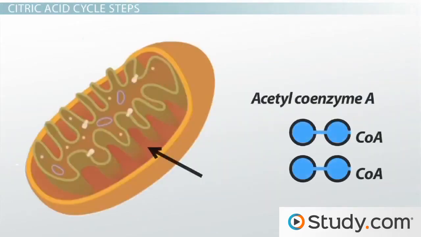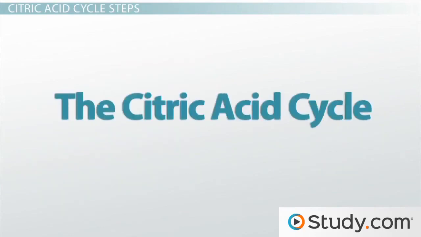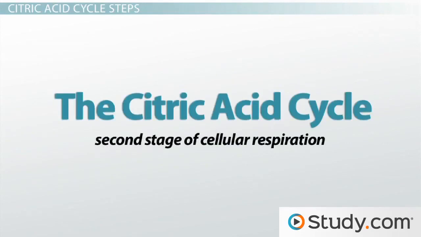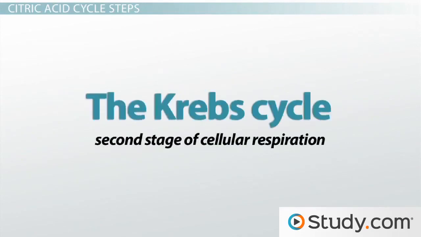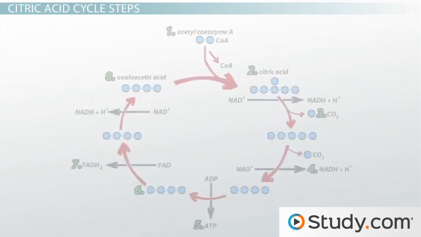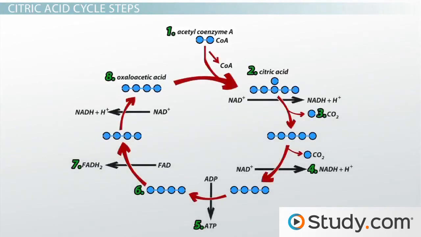With two acetyl coenzyme A inside the mitochondrial matrix, we are finally able to start the steps of the citric acid cycle, or second stage of cellular respiration. The citric acid cycle is also known as the Krebs cycle. No matter what you call it, you'll notice the name fits the bill. This stage of cellular respiration is a cyclical process of 8 different chemical reactions.